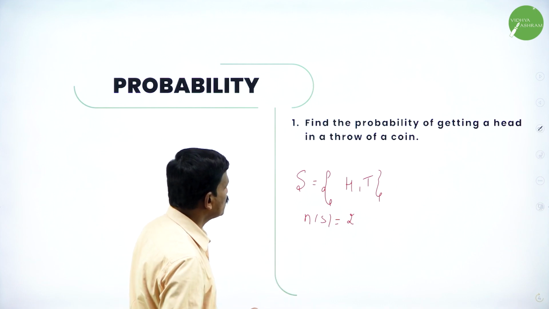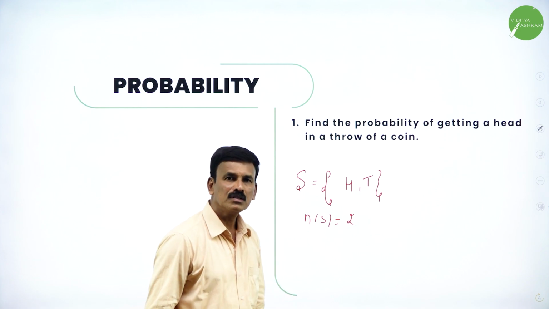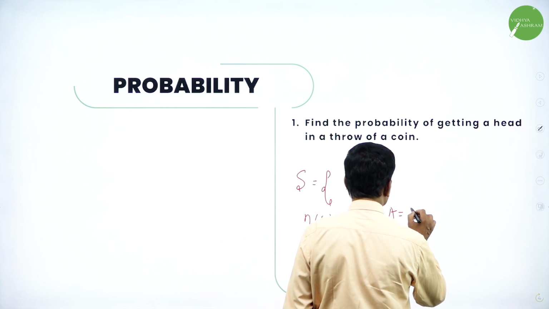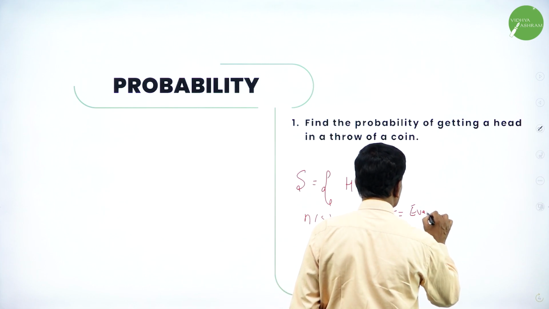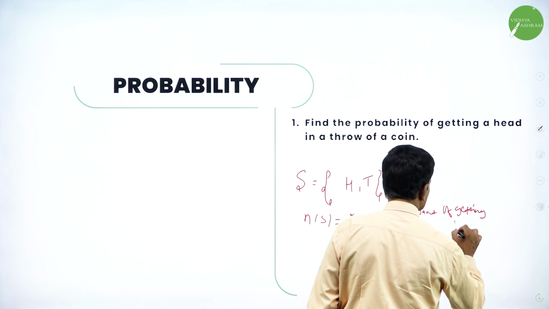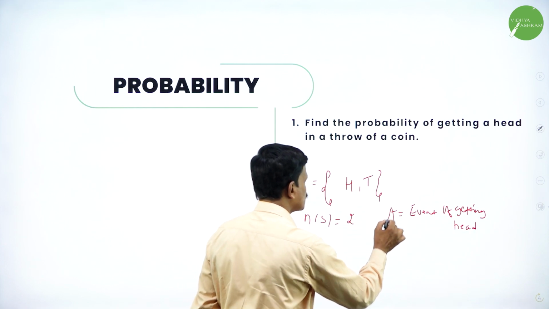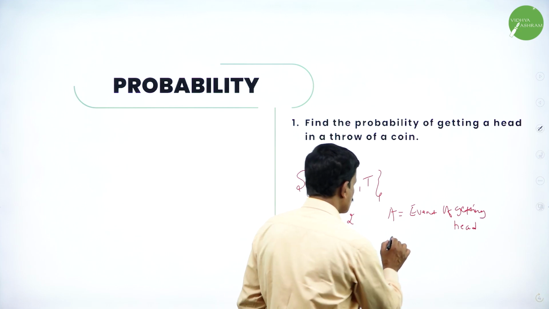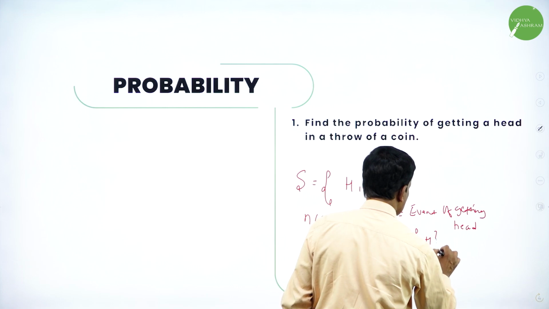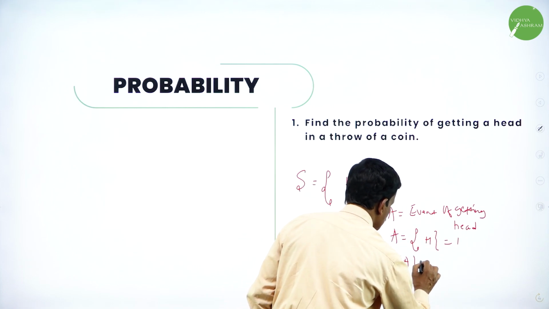Now what is the question? Find the probability of getting a head in a throw of a coin. Now let us consider A. A is an event, the event of getting a head. Let us define the event as getting a head. So how many heads are here? A has only one head, that is 1. So here N of A is equal to 1.